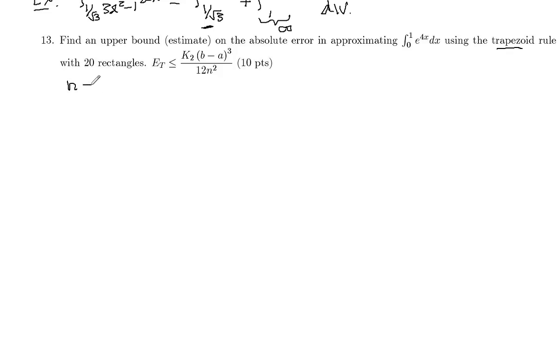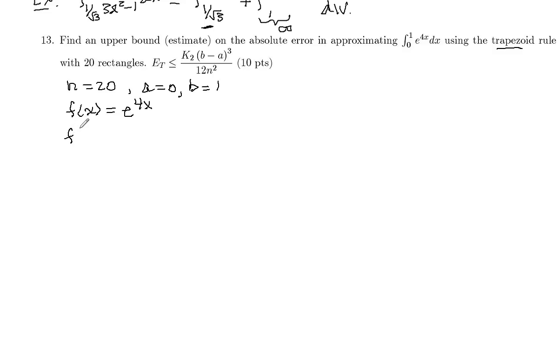So N is equal to 20 to start off with. And then our f of x here is the function we're integrating, e to the 4x. And then a and b are limits of integration. A is 0 here and b is 1. So a is 0 and b is equal to 1. So that's our given information. First thing you want to do is find that number k sub 2.